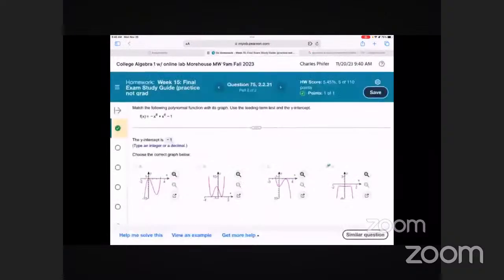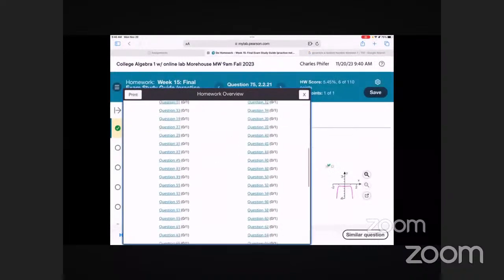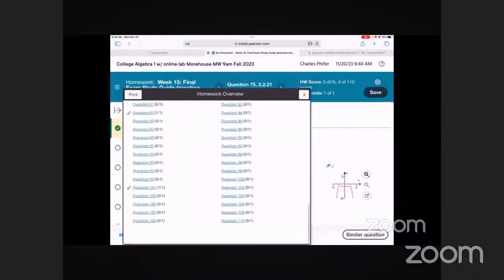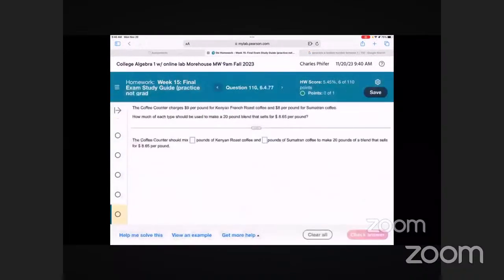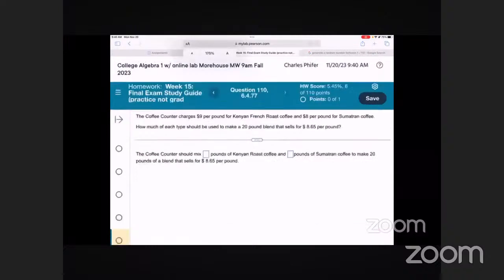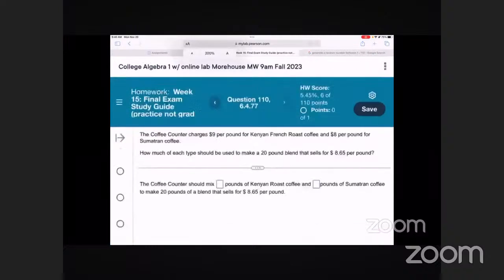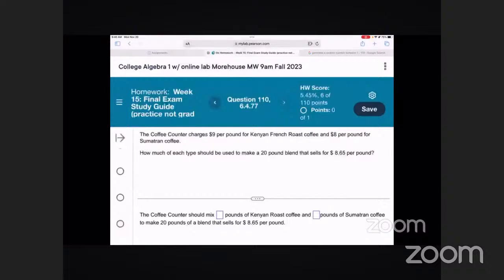Okay, we have, let me zoom in just a little bit. Just a little bit more. Okay, so it says the coffee counter charges $9 per pound for Kenya French roast coffee and $8 per pound for Sumatran coffee. How much of each type should be used to make a 20-pound blend that sells for $8.65? We're definitely going to take some notes on this. Now, this is a system of equations in 2 variables. This comes from section 6.4, question 77.